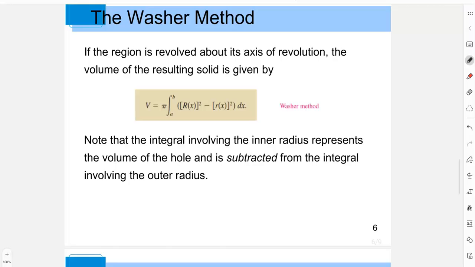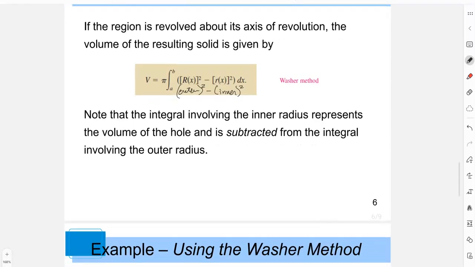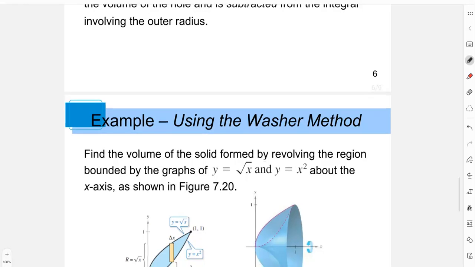The method is the same, still using the fact that we're talking about tiny cylinders and an infinite number of them, which means integration. So we have pi times the integral from a to b, and notice it's going to be the outer radius minus the inner radius here. So you're thinking about the volume of the big cylinder minus the volume of the small cylinder, and if we were to combine that together, that's our washer method.